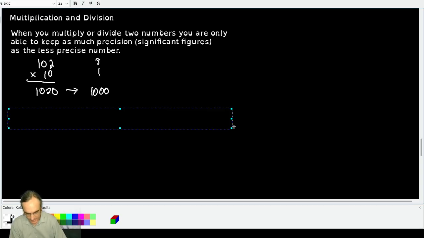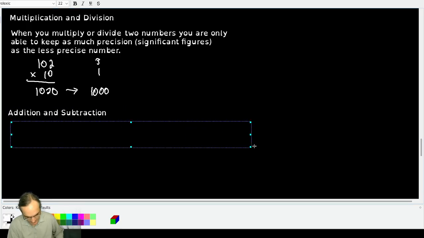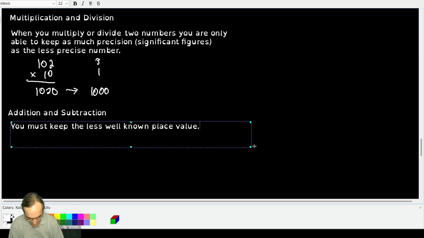All right. How does it deal with addition and subtraction? Well, there it's less about the number of significant figures, but you must keep the less well-known number, or less well-known place value. So in the case of addition and subtraction, you're actually looking at place values that are significant.